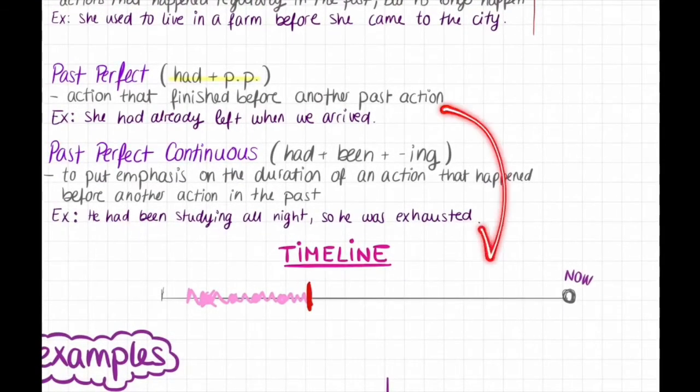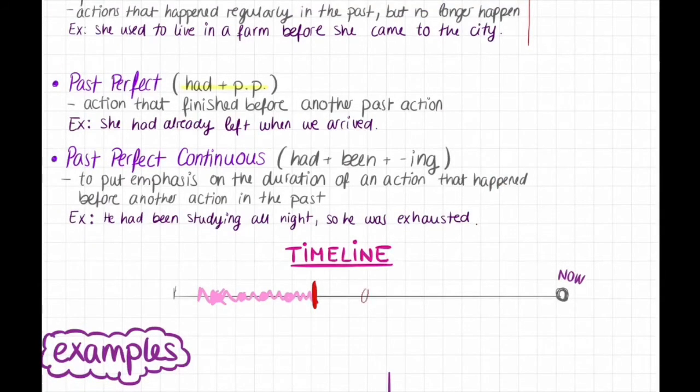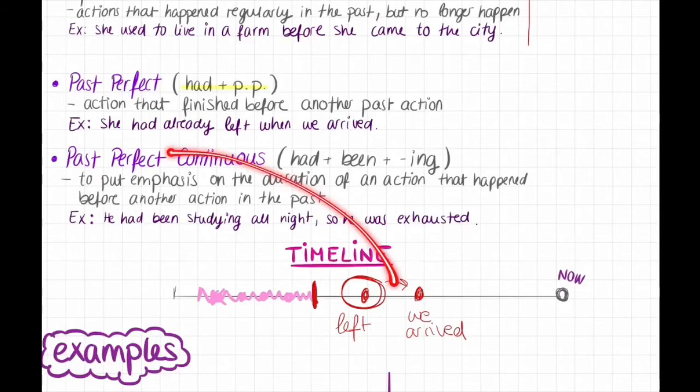So, if we want to explain it in the timeline, we would say, we have two actions in the past. One happened after the other. So, this is when we arrived, and this is when she left. In order to talk about the action that happened before the other action in the past, we use the past perfect. So, she had already left when we arrived.